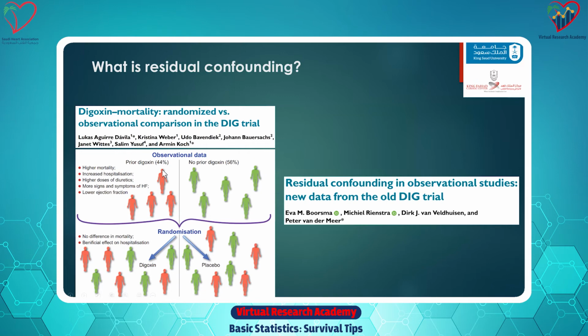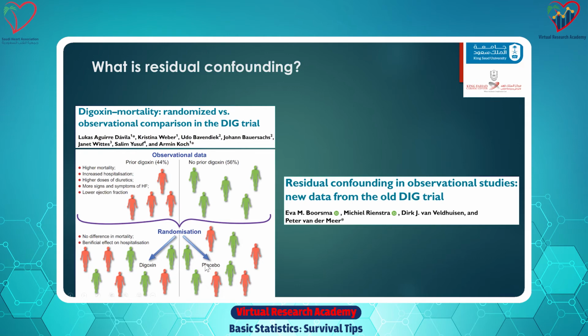But what they did then, they said, okay, we'll see if randomization actually made any difference. Meaning if you're red, i.e. you're prescribed digoxin, a clinician thought that you deserve digoxin, whether you were given digoxin or not, did that actually make any difference in the association with mortality? And they adjusted for about 50 variables. And what they found is actually not. It didn't matter if you were actually given digoxin or not.